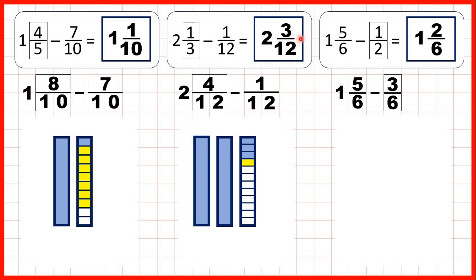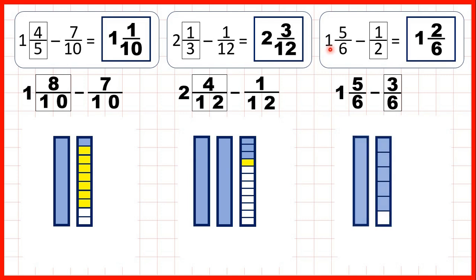as our answer. Then we had 1 5/6, but we needed to subtract 1/2. Now 1/2 is the same as 3/6, but if we show 1/2 on this fraction bar and take 1/2 away, you can see that subtracting 1/2 is the same as subtracting 3/6. So that leaves us with 1 whole and 2/6 left in blue.